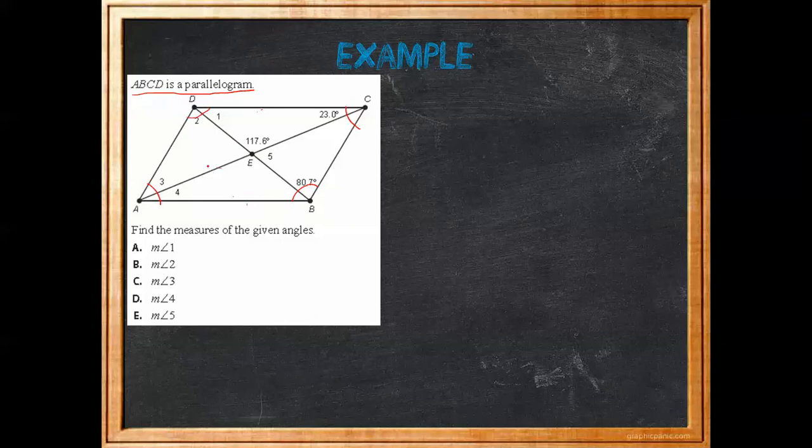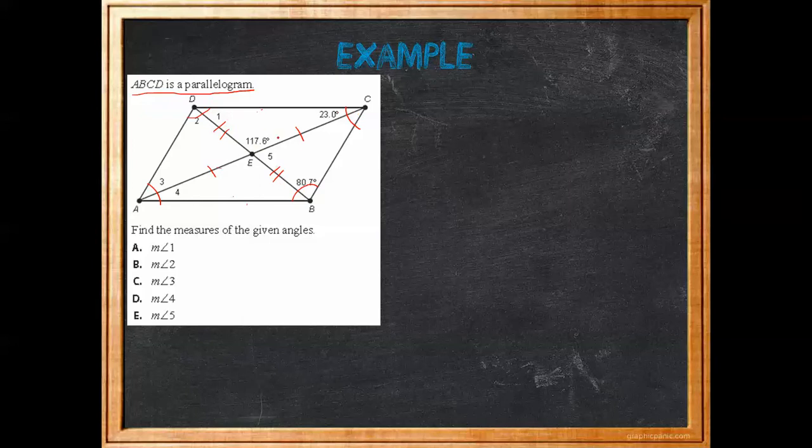We also know that this side equals this side, and this side equals this side. Okay, so find the measure of the given angle. Right here we want to find the measure of angle 1. The way we find it is, it's a small triangle right here, right? And we know that a triangle adds up to 180 degrees.